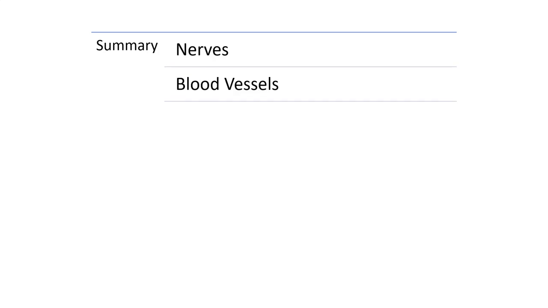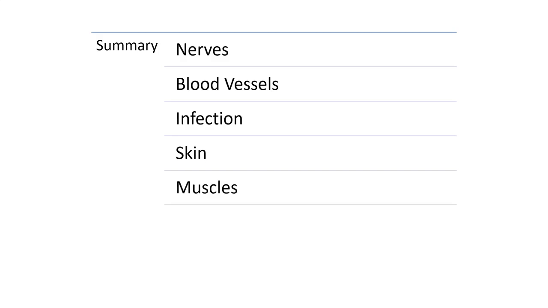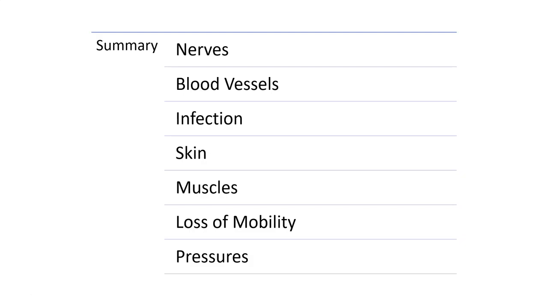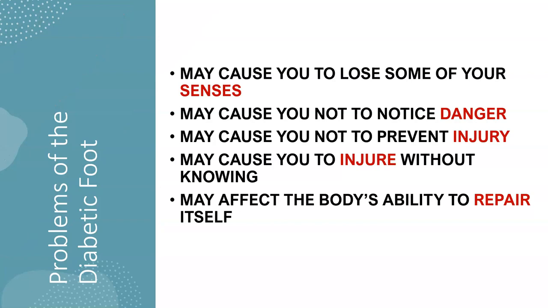Here is a summary of some of the things that can go wrong with the diabetic foot. It can affect the nerves, the blood vessels, infections, the skin, the muscles, loss of movement, and pressures. The problems of the diabetic foot may cause you to lose some of your senses. It may cause you not to notice danger. It may cause you not to prevent an injury. It may cause you to injure without knowing it. It may affect the body's ability to repair itself.